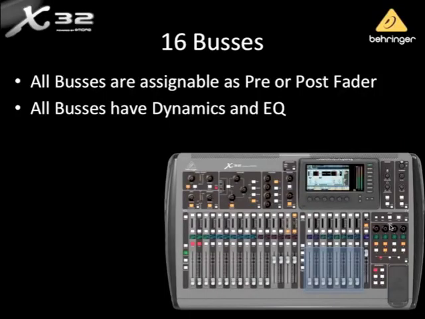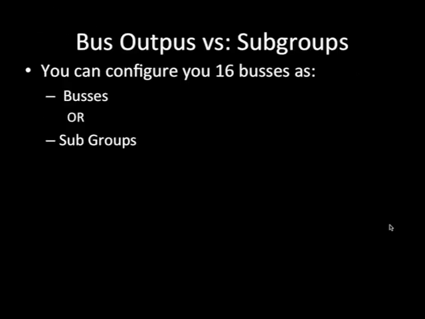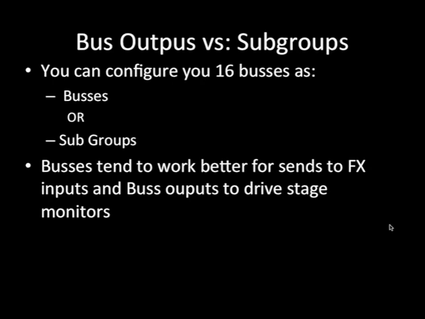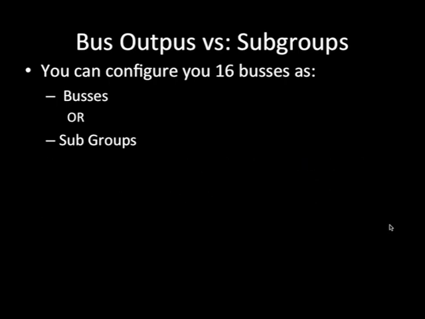So as we said, there's 16 buses, and they're all assignable to be pre or post fader, or even pre or post EQ, and they also have subgroup mode. All bus mixes also have dynamics and EQ. As we stated, you can configure your 16 buses as buses or as subgroups, and there's actually a key difference. Buses are useful for combining signals to send to a certain source. So maybe you're sending to an effects processor in the desk, or maybe you're creating a monitor mix. This is when you would use buses, post fader for effects, pre fader for monitors.